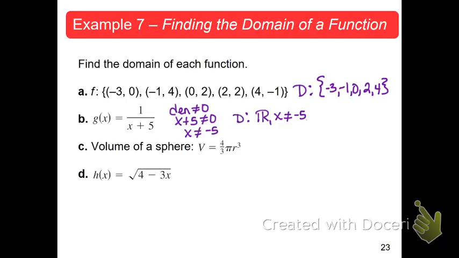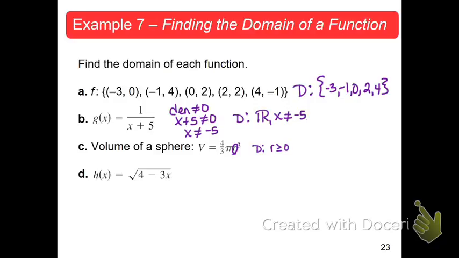Volume of a sphere, this is that real world problem. Which is my domain here? Well, my domain is going to be that radius. And what kind of numbers can I have for a radius? Well, my radius has to be greater than or equal to 0, so we just know then that our domain is our radius is greater than or equal to 0. Now, depending on where you look, some don't put the equal to, some do. I'll accept it either way.